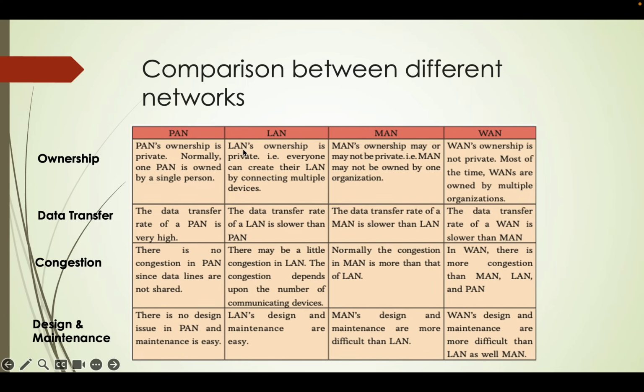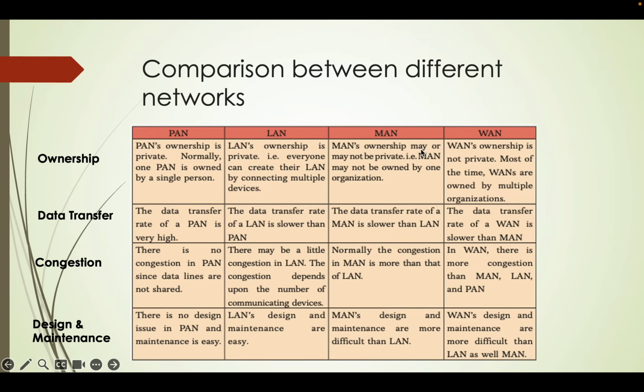LANs, also known as local area networks, ownership is private. That is, everyone can create their LAN by connecting multiple devices. Like for example, a cafe is owned by a certain person, right? Or the kind of connection that you are having within your laboratories, that is also private. So LAN's ownership is also private.